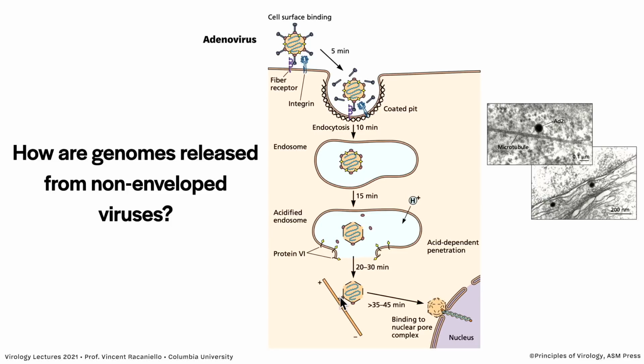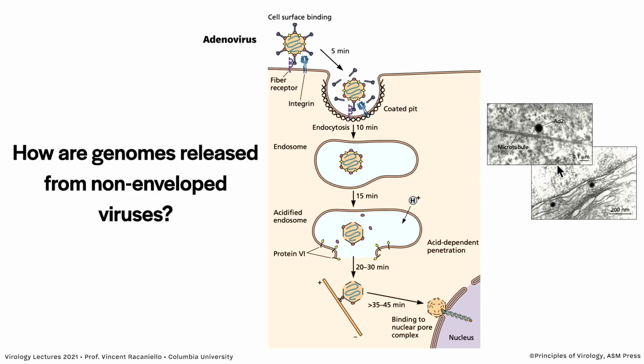It locks onto microtubules. It's transported to the nuclear pore complex, where it's further disassembled and the DNA comes out. And I'll show you how that works in a moment. But just to show you, this is relatively rapid. Within 45 minutes, it goes from the cell surface to the nucleus. Here's an electron micrograph of an adenovirus on a microtubule. And here are electron micrographs of adenoviruses sitting on top of nuclear pores. Cytosol here, nucleus up there.